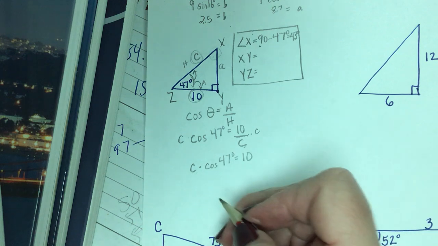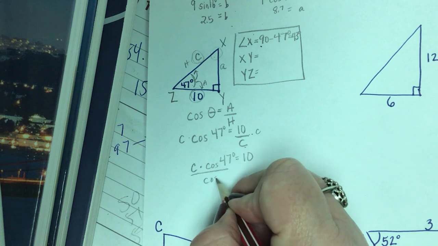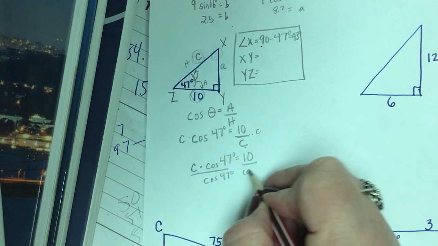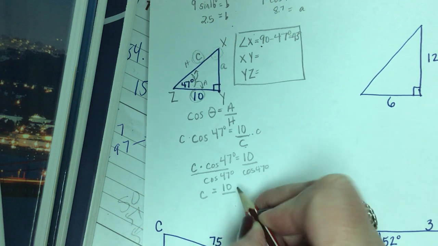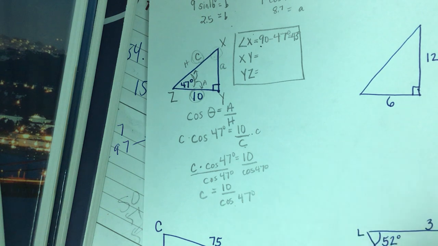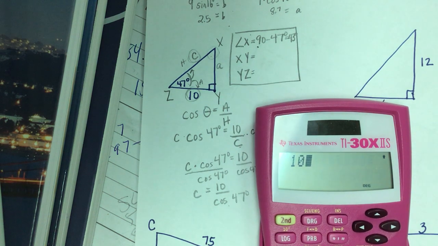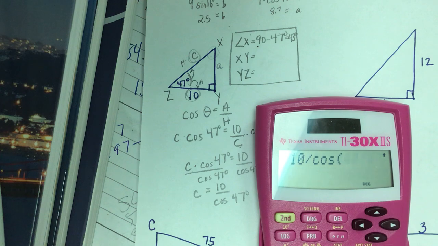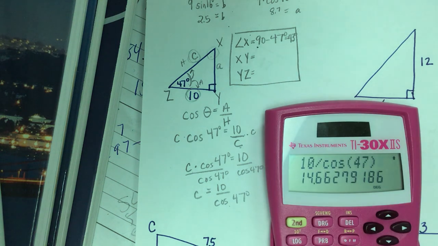I need to get C alone. How do I undo multiplying by the cosine of 47 degrees? I divide by the cosine of 47 degrees. So C is going to equal 10 divided by the cosine of 47 degrees. So 10 divided by the cosine of 47 is 14, and look at this, I want to round to the nearest tenth. The 6 tells me to go up to 7, so 14.7.